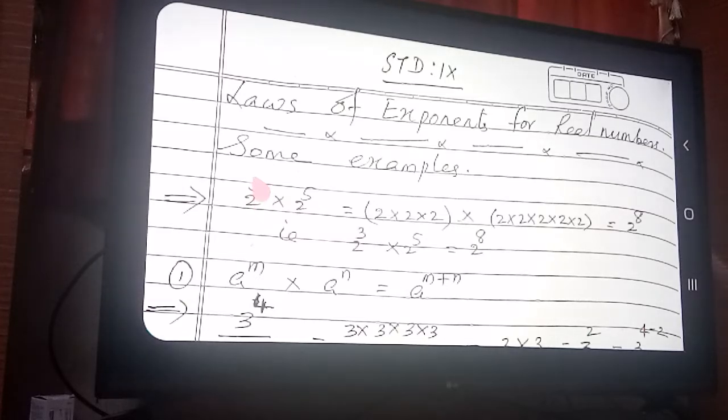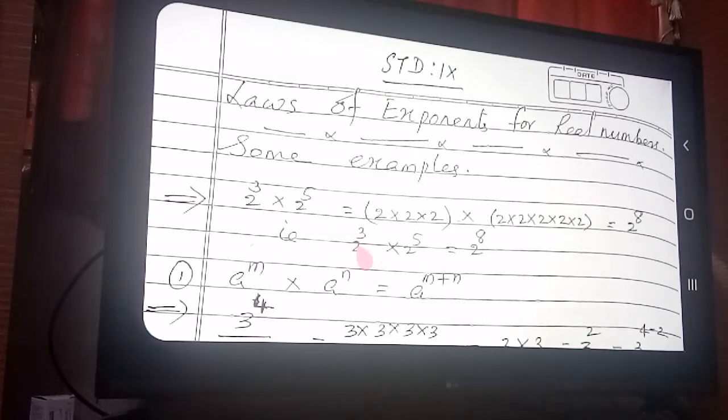2 raised to 3. In this number, 2 raised to 3, 2 is the base and 3 is the index. Here also 2 is the base and 5 is the index. 2 raised to 3 means 2 multiplying 3 times. 2 raised to 5 means 2 multiplying 5 times. Now, how many 2's are there? You count. 2 raised to, how many times did 2 come? 8 times. So I have written it as 2 raised to 8.